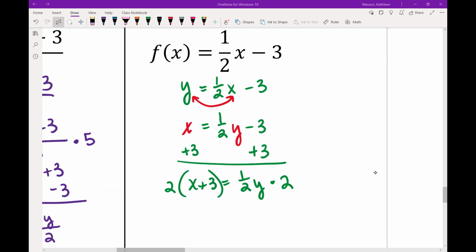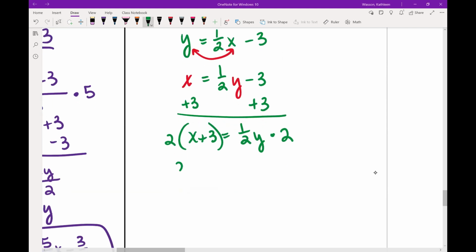I'm checking in with you to see whether we agree to this point. I traded x and y. I moved this 3. Now I have half y and I need 1y, so I multiply times 2 on both sides of the equation. I'll then distribute on the left, which gives me 2x plus 6. That's equal to y. So f inverse of x is 2x plus 6.